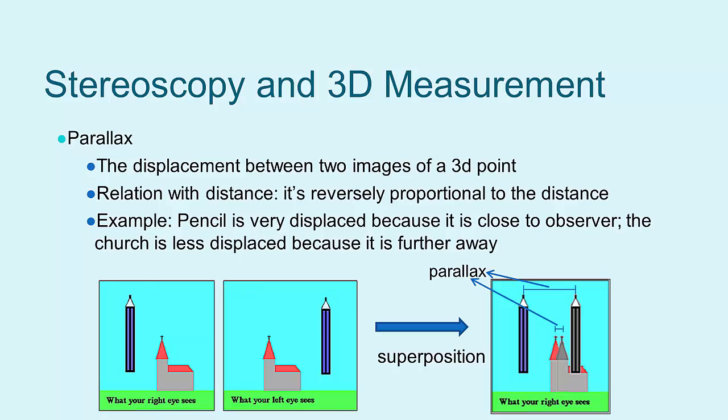Let's see this example. The displacement of a pencil between two images is quite large. It's much larger than the displacement of the building between the two images. So from this example, we can easily figure out the pencil is much closer to us than the building.